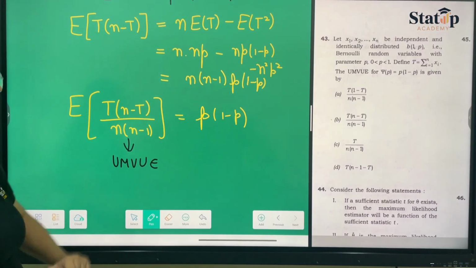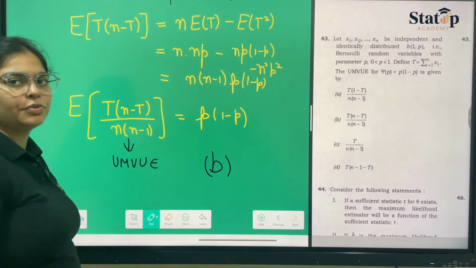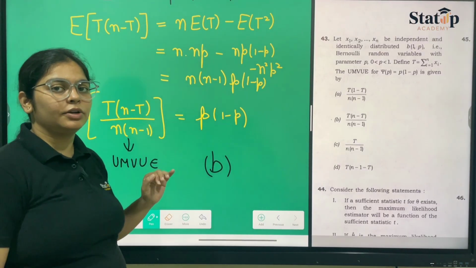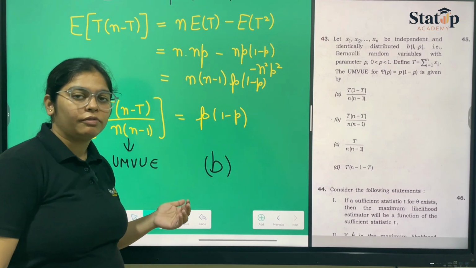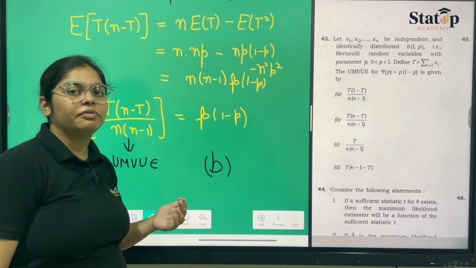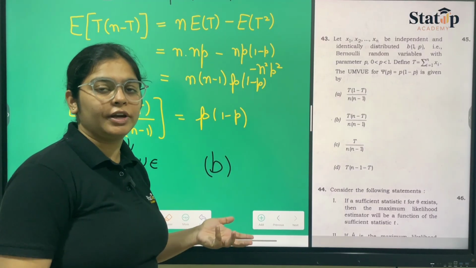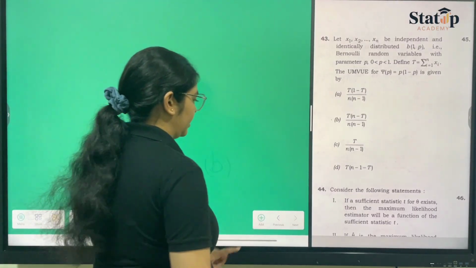And the option that matches this is option number B, which is the correct option for UMVUE. This in detail I have explained to you in one of the lectures. If you haven't understood it, you can go back to one of our lectures and there you can find the UMVUE, how to calculate UMVUE, quickest way to calculate UMVUE for these kinds of distributions.